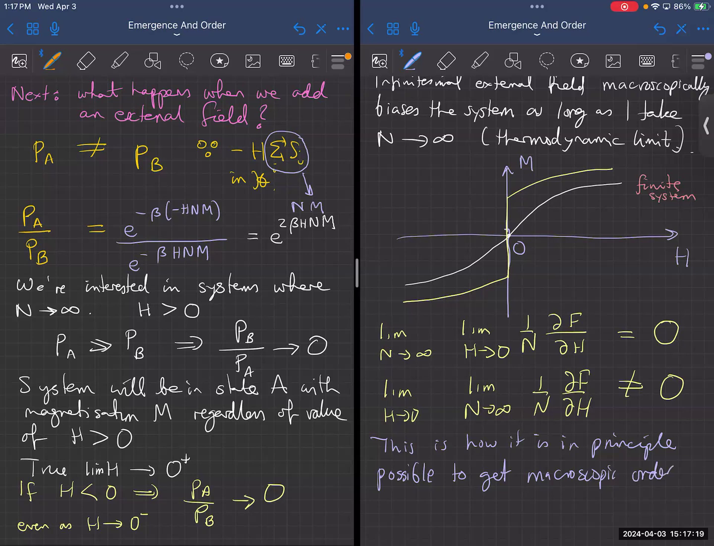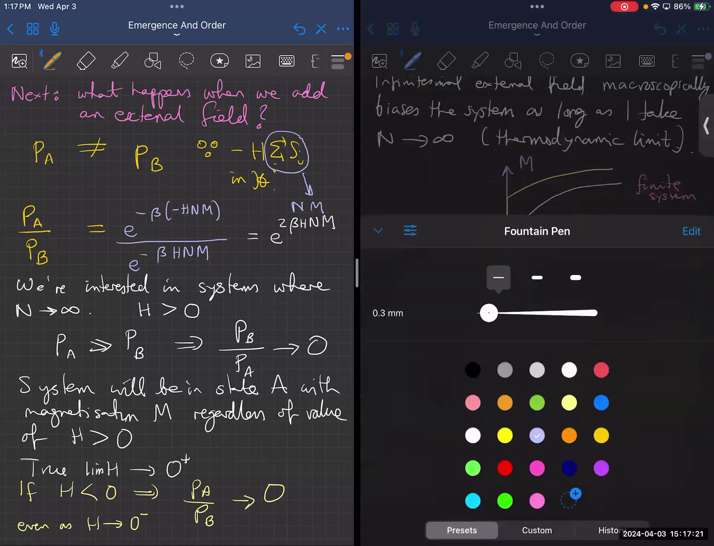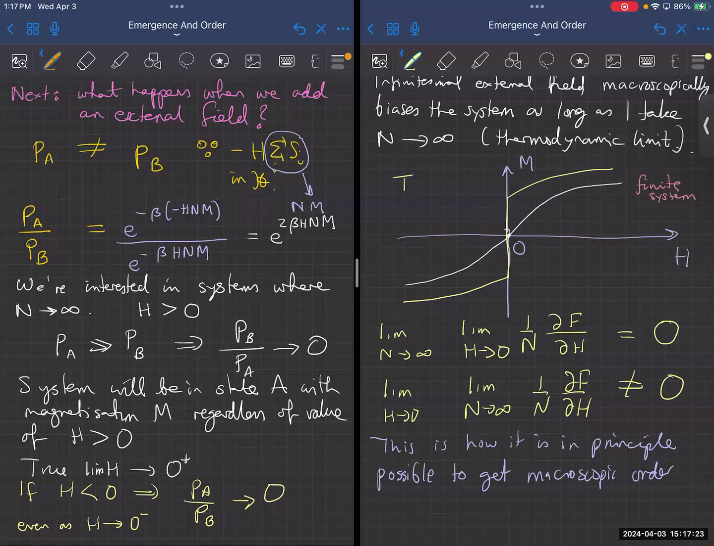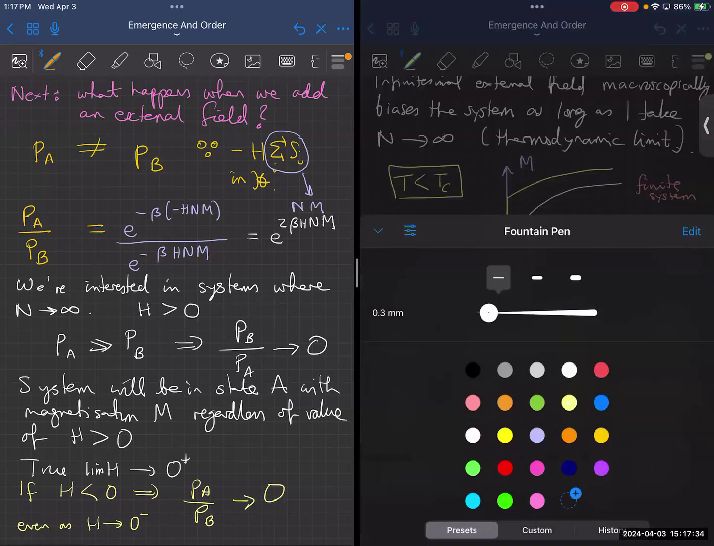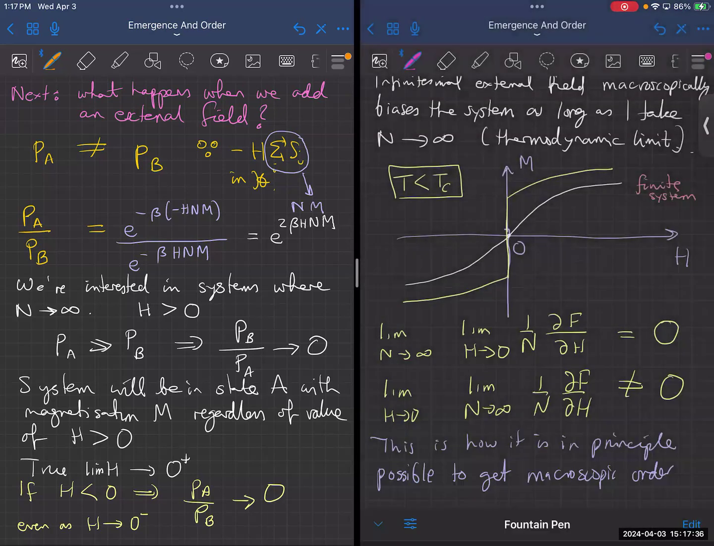And the situation that I've drawn here applies when t is less than Tc. Okay, it doesn't have to do this. I didn't tell you that it must do that. I've told you that it can do that. The alternative is that it just does this.